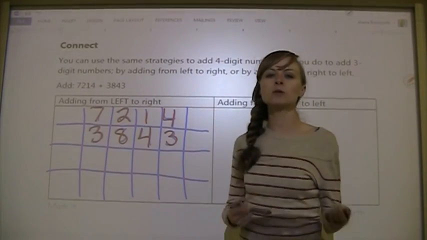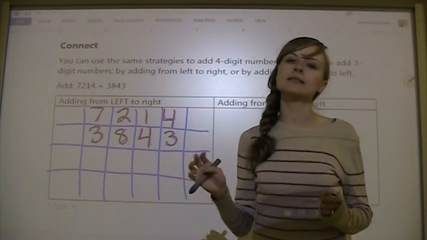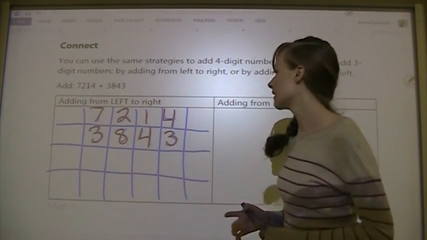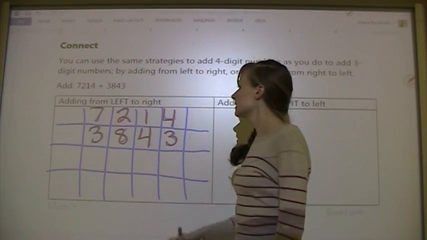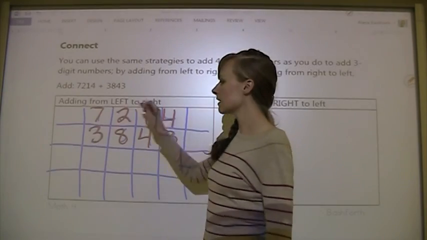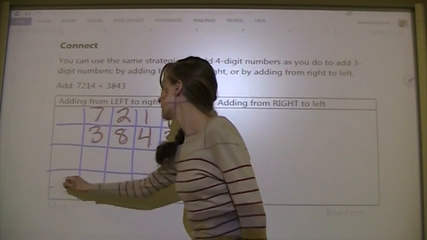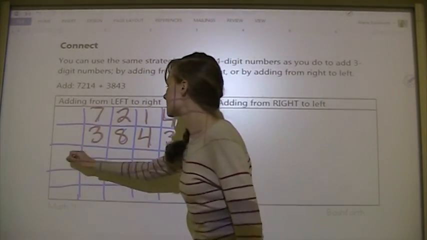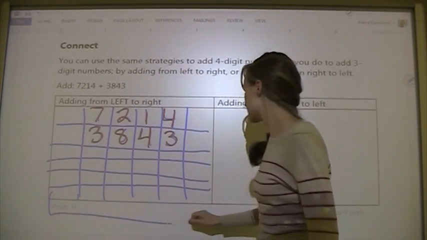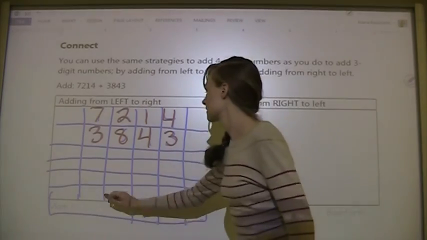But that's something that you should practice when adding and subtracting, just to keep your place values lined up. Okay, so let's see. This is adding from left to right. So this is the left and that's the right. We're going to see the same strategy that I showed you before. And I'm just going to make this easier on myself and put some smaller squares because I'm going to run low.